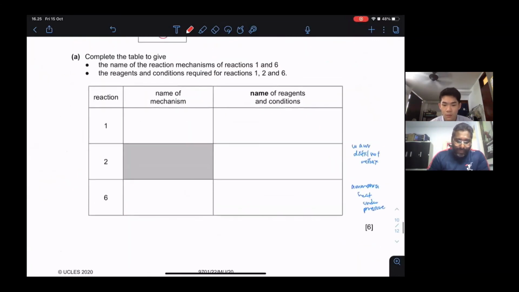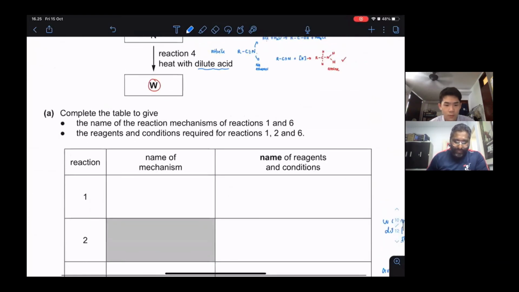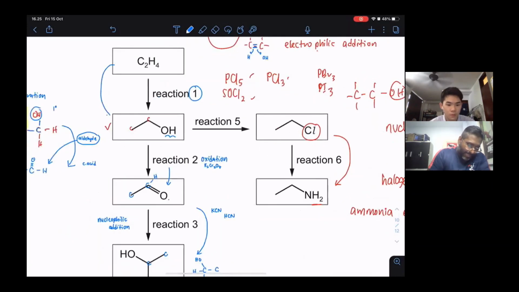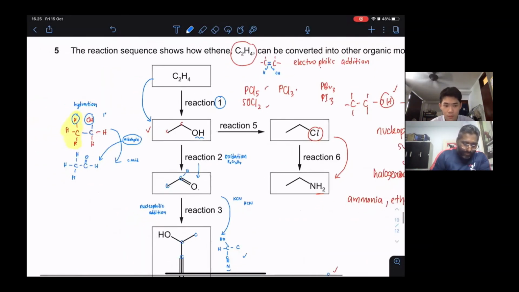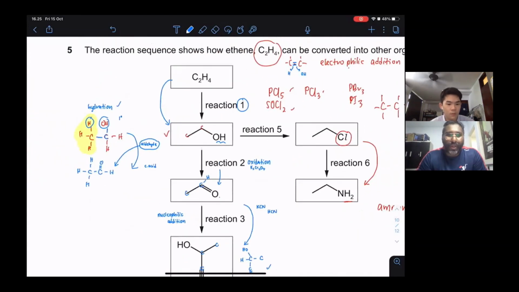But now if we want to complete the table, to show the name of the reaction mechanism of reaction 1 and 6, so mechanism 1 and 6 only. What is the mechanism for 1? Alkene to become alcohol. Just now I told you it's a hydration. So what kind of mechanism is that? Something that has a double bond, and then now you have hydration, the double bond is broken, and you have H and OH. So what type of mechanism is that?